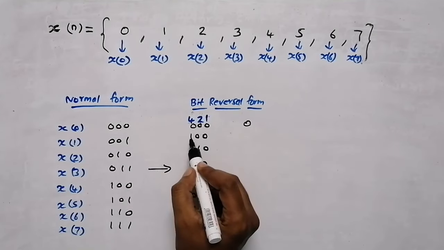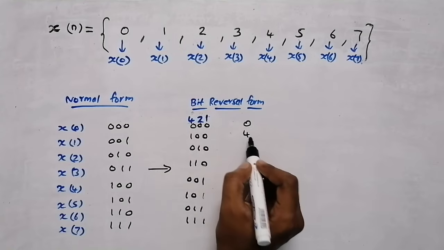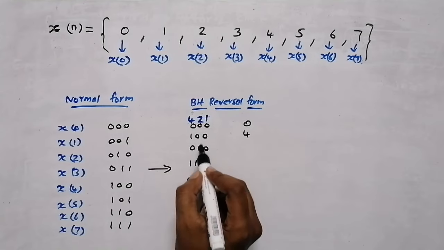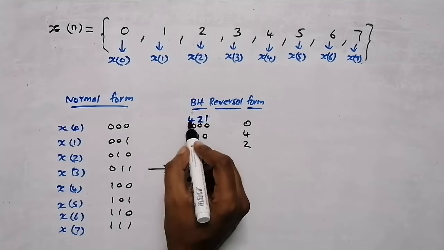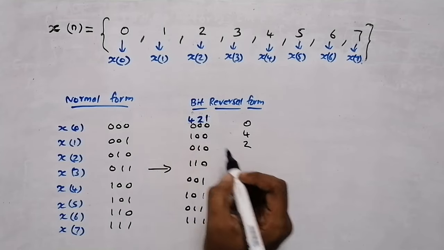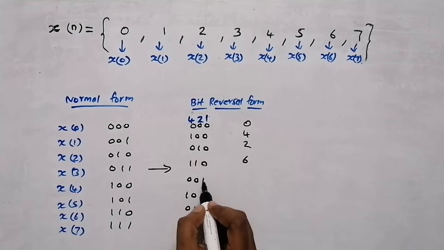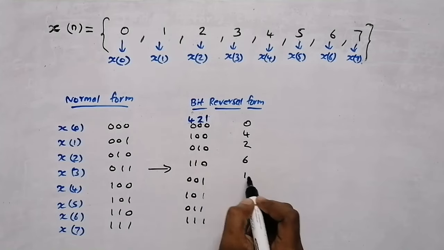1, 0, 0. The 1 is only for 4, so we will get 4. 0, 1, 0. The 1 is only for 2, so we will get 2. 1, 1, 0. One is for 4 and one is for 2, so 4 plus 2, we will get 6. 0, 0, 1. The 1 is only for 1, so we will get 1.